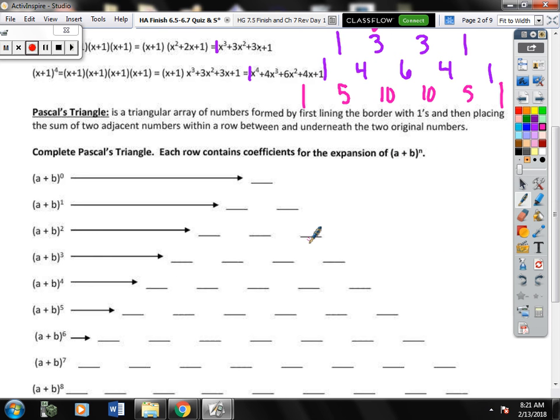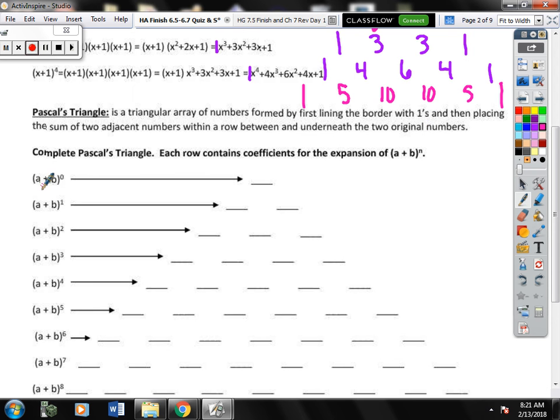You need to memorize probably the first 3 rows, and then you could come up with the other ones. Although many of you will remember like up to the 5 because they kind of have a pattern. So it's a triangular array of numbers formed by first lining the border with 1s and then placing the sum of the 2 adjacent numbers within a row between and underneath the 2 numbers.